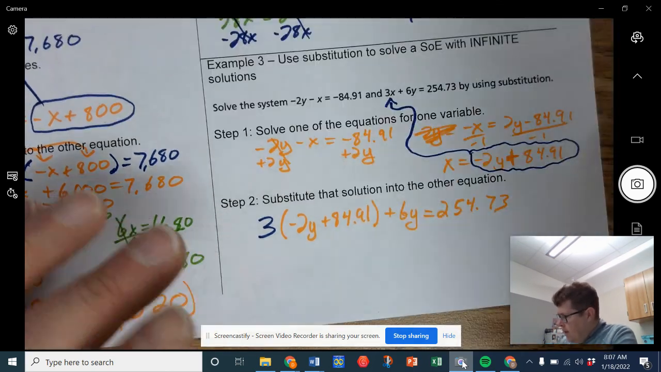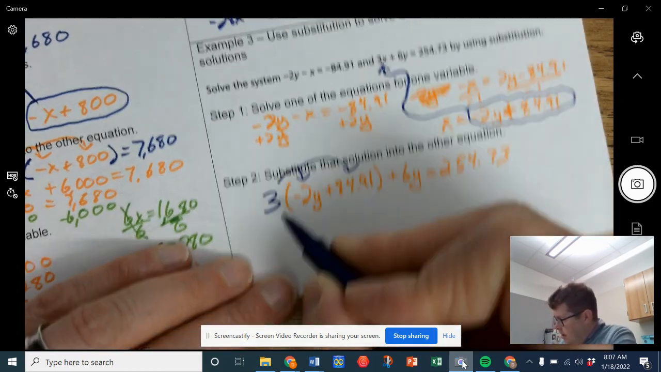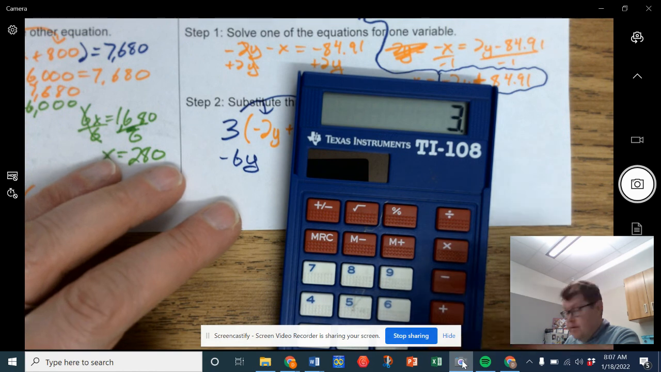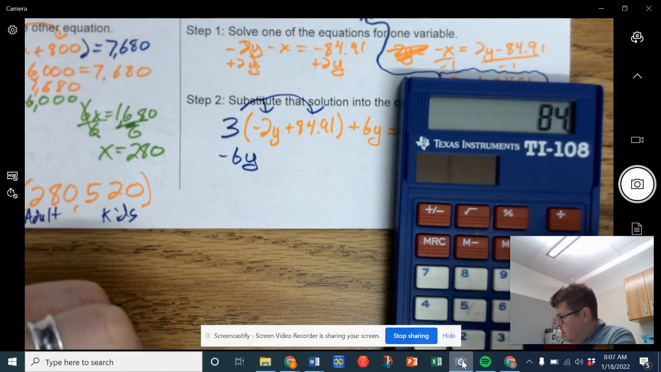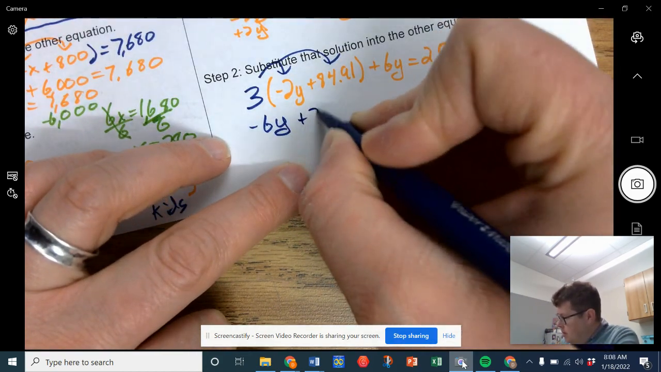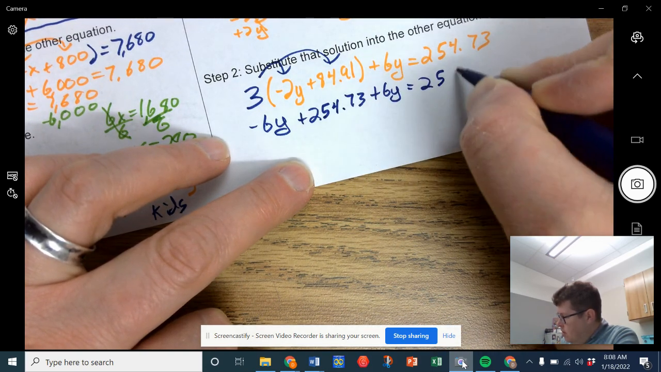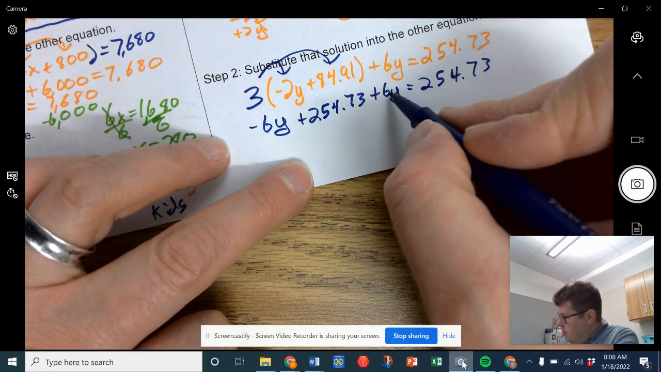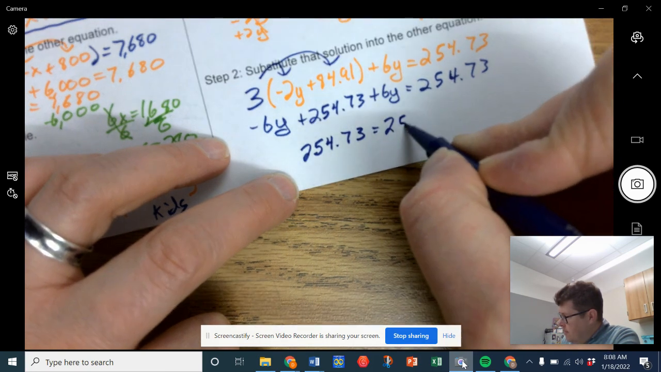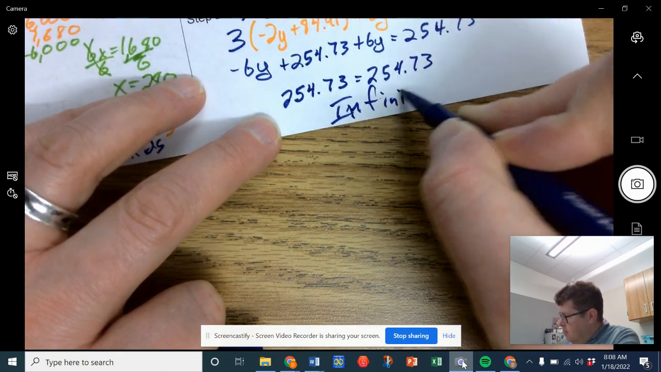Now we're going to distribute here. That's negative 6y, and then 3 times 84.91. This is where you're going to see how this works out. 3 times 84.91 is 254.73. So negative 6y plus 254.73 plus 6y equals 254.73. The negative 6y and 6y cancel, so it's 254.73 equals 254.73. So it's infinite solutions. It's the same line.